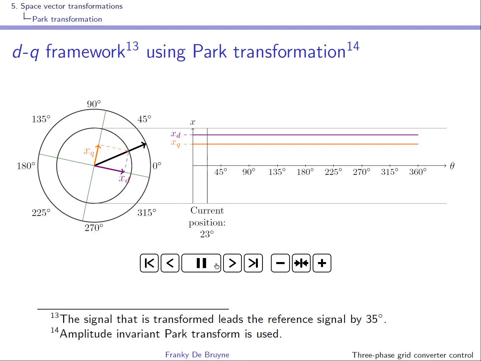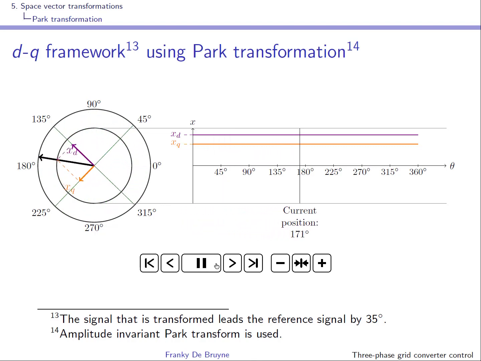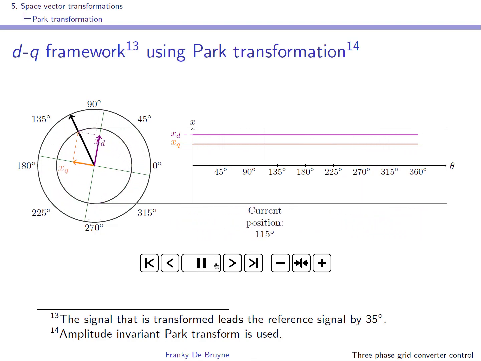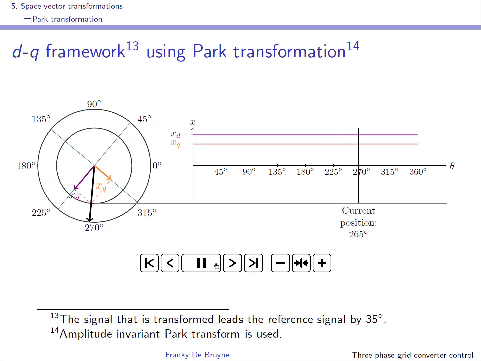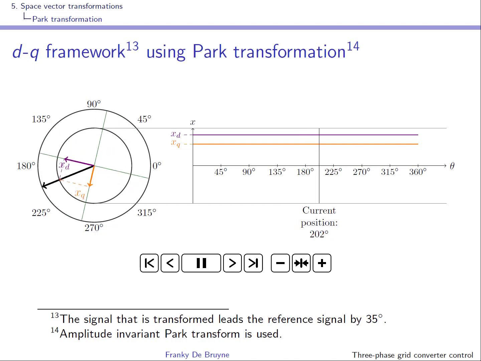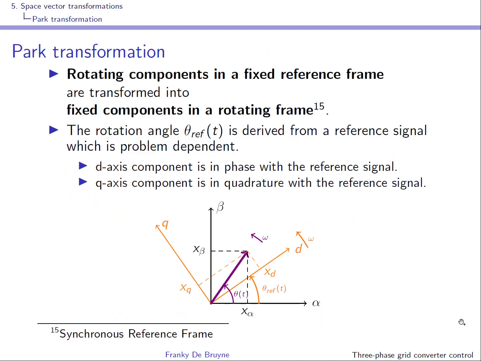Let's look at the animation, and you see that indeed, as the frame is rotating at the same speed as the rotating vector, everything looks fixed in this rotating frame. Well, with the Park transformation, the rotating components in a fixed reference frame, which is the alpha beta frame, are transformed in fixed components in the rotating frame, which has components D and Q.